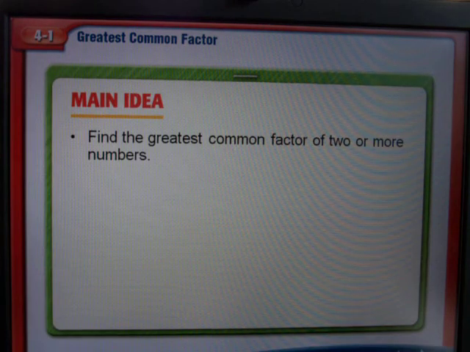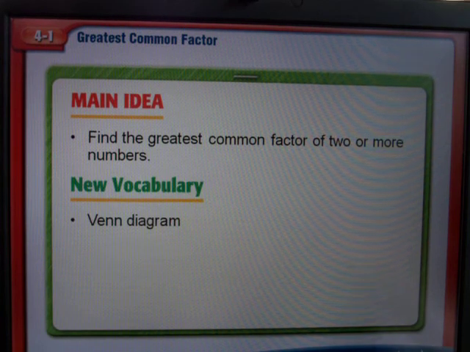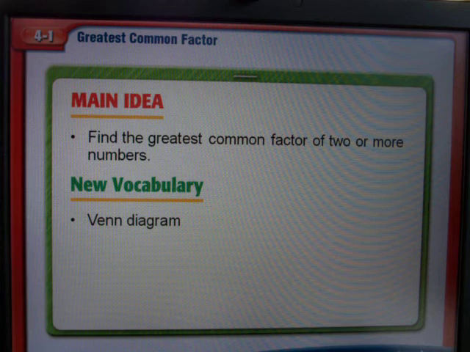So now today what we're going to do is find the greatest common factor of 2 or more numbers. One way to show a visual representation is a Venn diagram, which shows the interlocking circles where you can talk about numbers that are different and numbers that are the same.